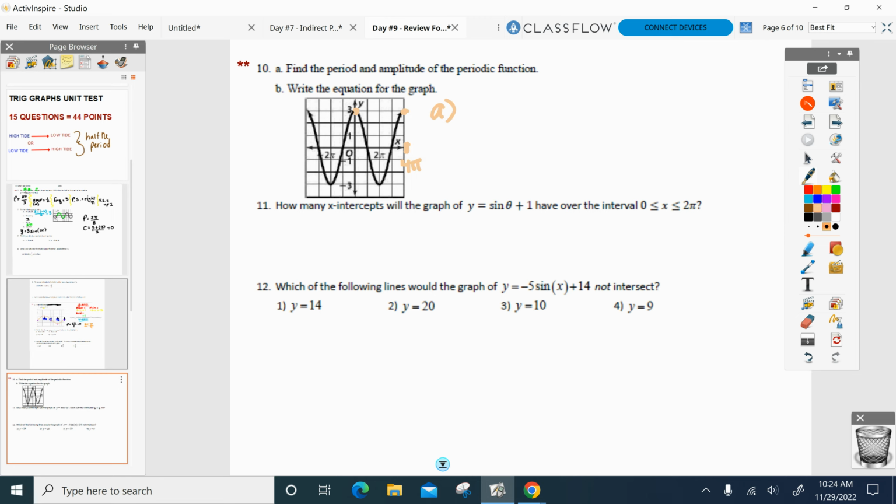Correct, 4 pi. So the period here would be 4 pi. Oh, so I was just looking at the other side, the negative part of it, but you don't look at that. I start on the y-axis and go to the positive side and see where it starts repeating, because that's always guaranteed to be your period.